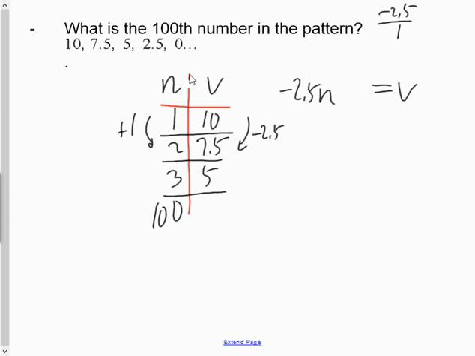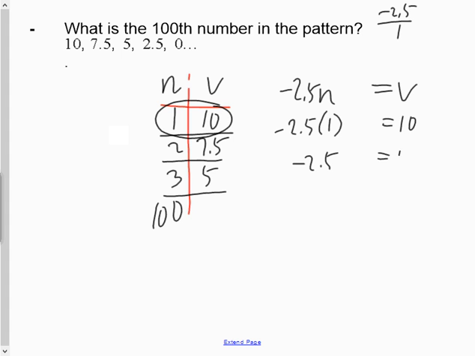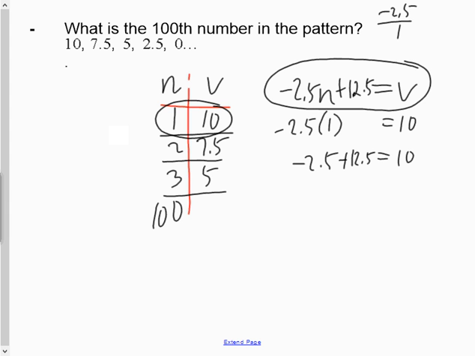Once we've found our coefficient, the next part is to find our constant. We do so by taking any ordered pair, usually the first one, substitute it for n, and substitute it for v. When I simplify this, I realize that both sides aren't equal, but a constant of adding 12.5 is necessary to balance the two sides, which means the equation that represents all of the relationships between the number and its value is negative 2.5n plus 12.5 equals the value of the number.